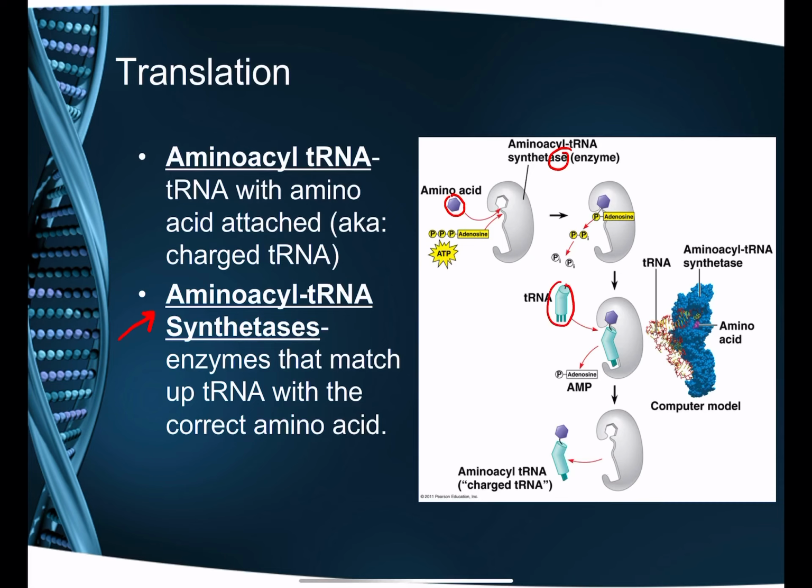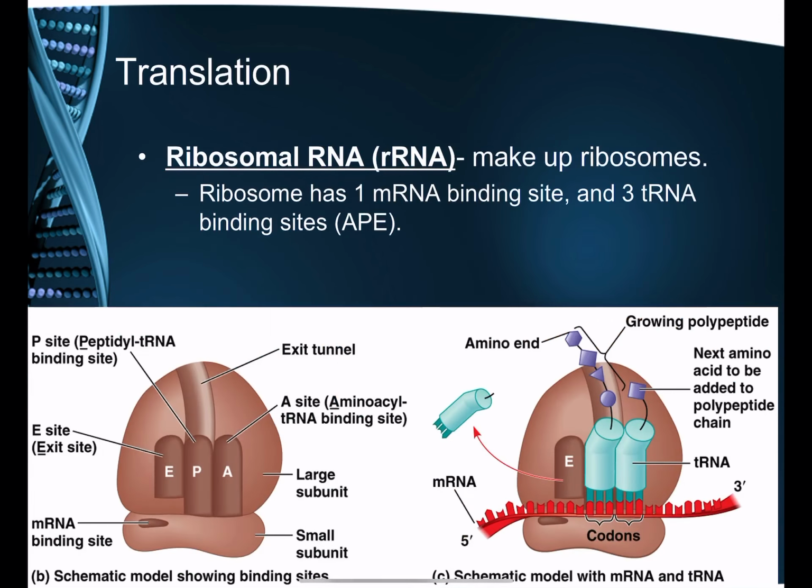We've got our tRNA coming. They both go in there together. It takes a little bit of ATP to make this happen because we're forming a bond here. And so then we end up with our charged tRNA, also referred to as aminoacyl tRNA. That's the same thing: a charged tRNA, or a tRNA with an amino acid attached, is also referred to as an aminoacyl tRNA. And that's done by that synthetase enzyme.